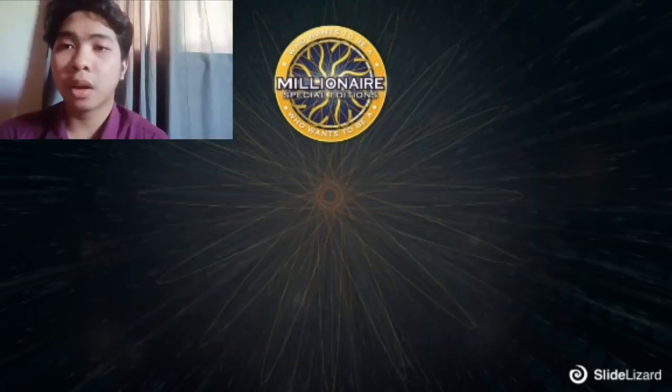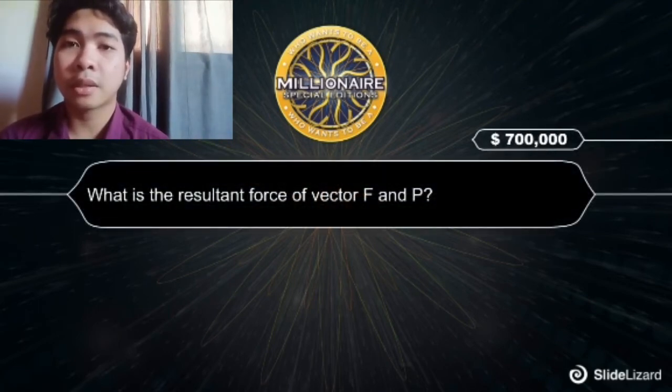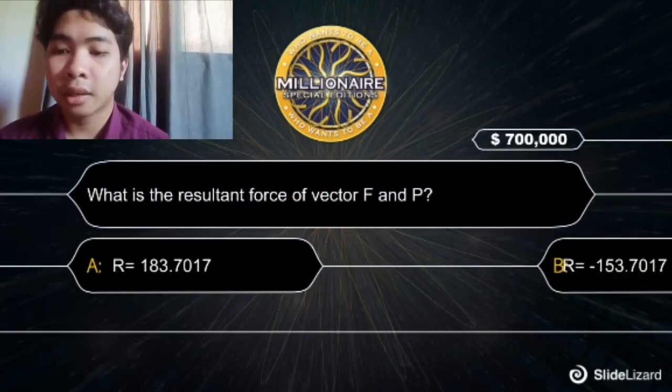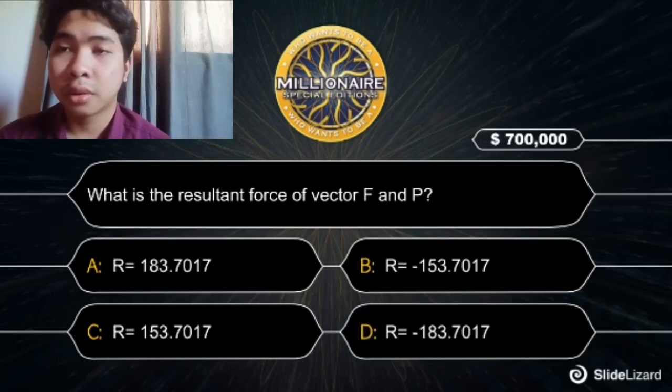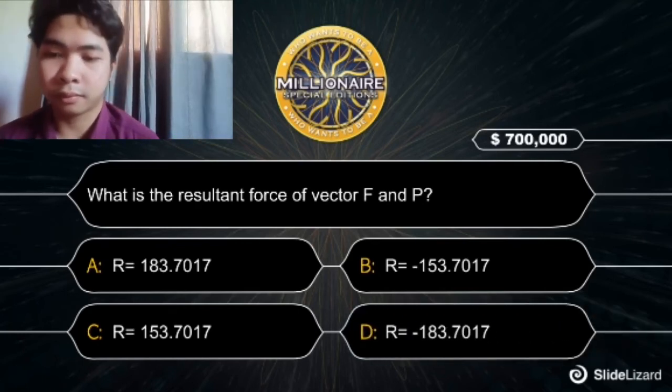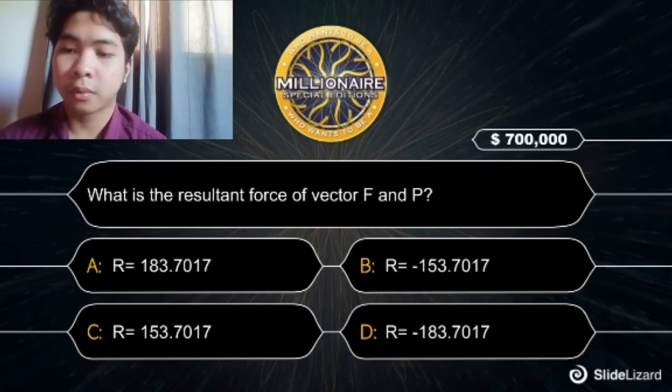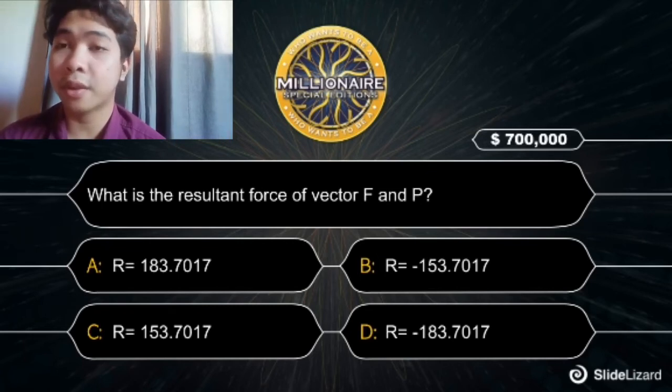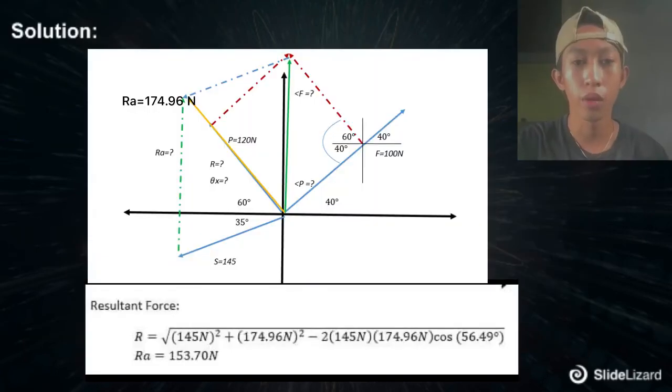Moving on to half a million pesos, which is asked to Sir John David Velasco. What is the resultant force of vector F and P? The given formula is R equals the square root of S squared plus RA squared minus 2 multiplied by S multiplied by RA multiplied by cos 56.49 degrees.